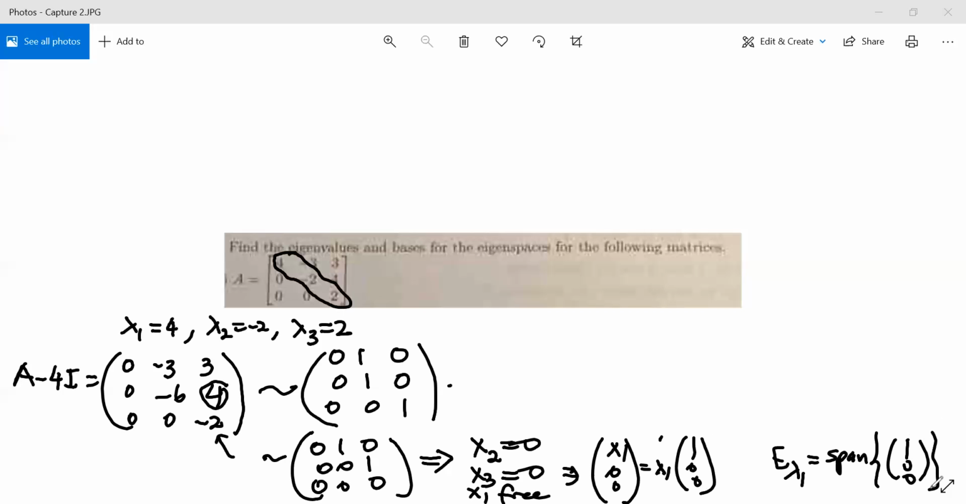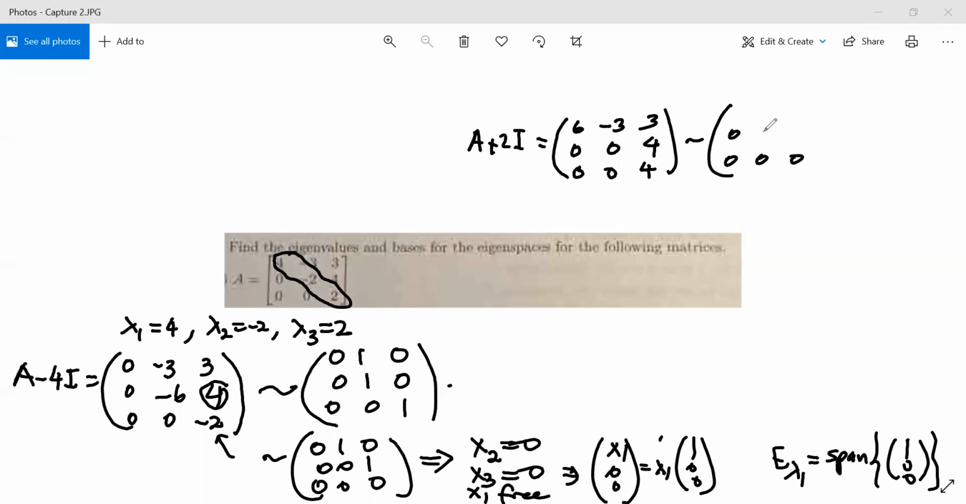And similarly, I'm going to compute the second one. So let me do that over here. So now I will say A minus (-2) lambda, so that will turn into A plus 2 identity. I'm going to add 2 to the main diagonal of A, which is going to make this 6, -3, 3, 0, this is 0, this is 4, 0, this is 0, and this is also 4. We can easily just turn this into 1 and 0. So this is going to be completely 0, and this will be 0, 0, 1.